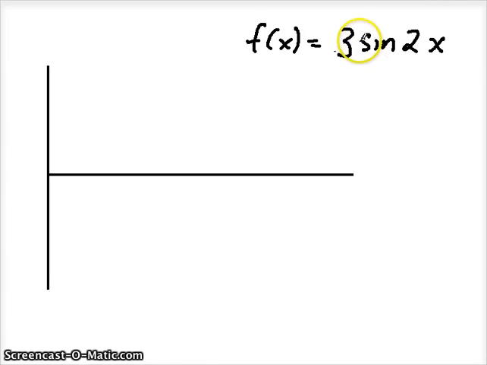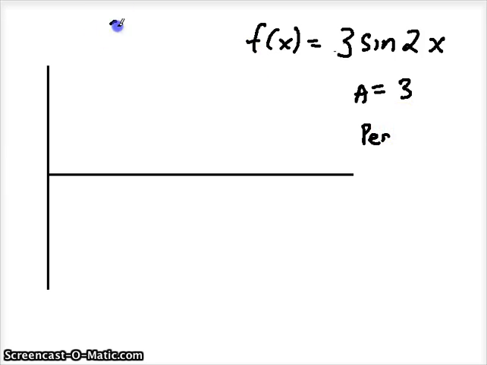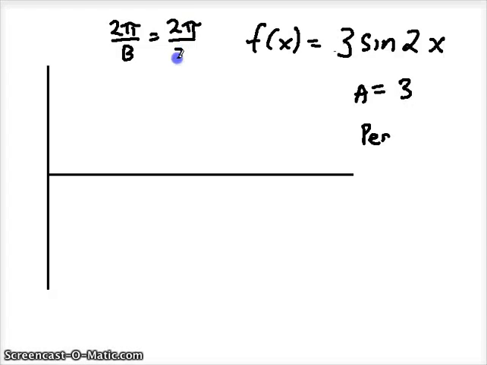So this time I'm going to take the function 3 times the sine of 2x. So I need to find my amplitude. That's always the a value, the number in front of sine. So that's 3. I'm going to take the period, which is always 2 pi over b. And my b value is now 2. So 2 pi over 2 reduces to just pi. So my period length is 1 pi.